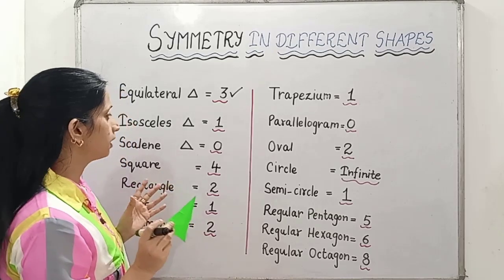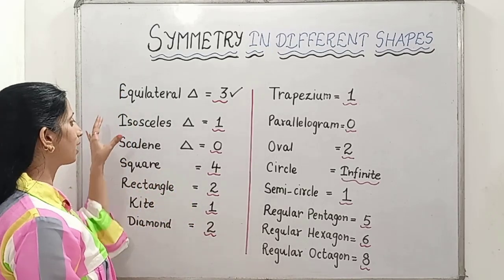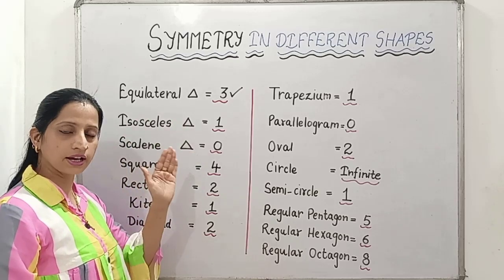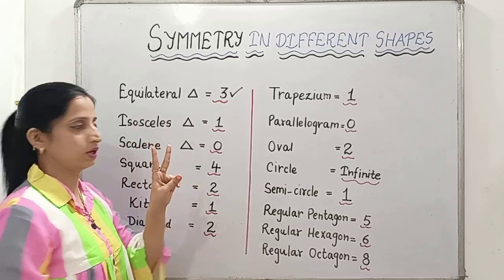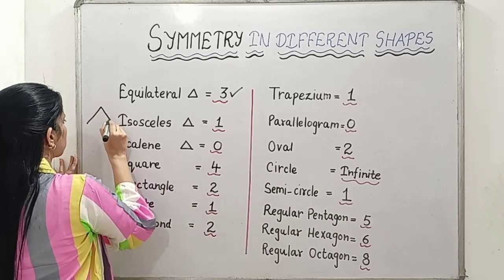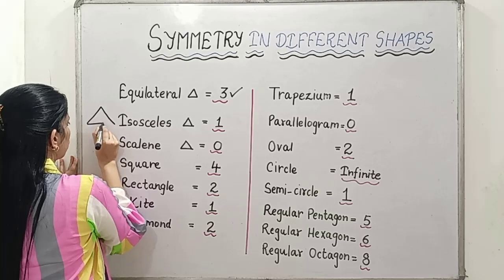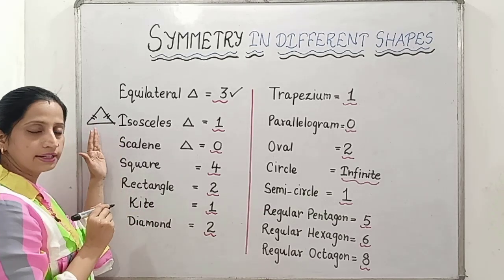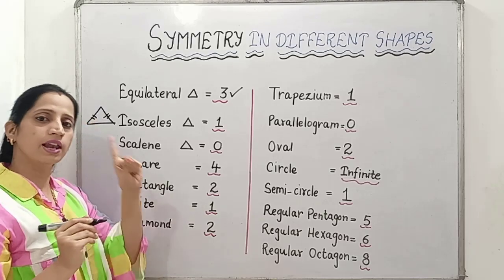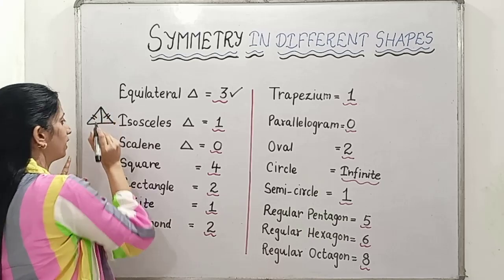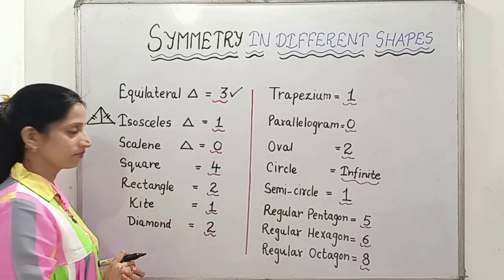Okay. But what if the triangles are isosceles or scalene? Isosceles triangle means a triangle whose only two sides are equal. Okay. For example, this and this. So if this is the case, when only two sides are equal, in that case the triangle will have only one line of symmetry, and that will be a vertical line of symmetry. Okay.